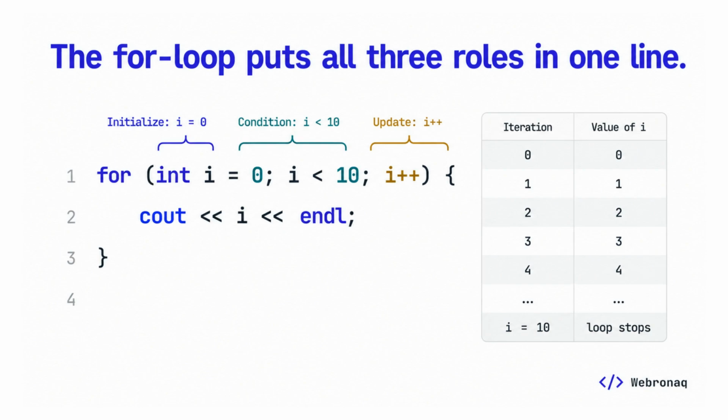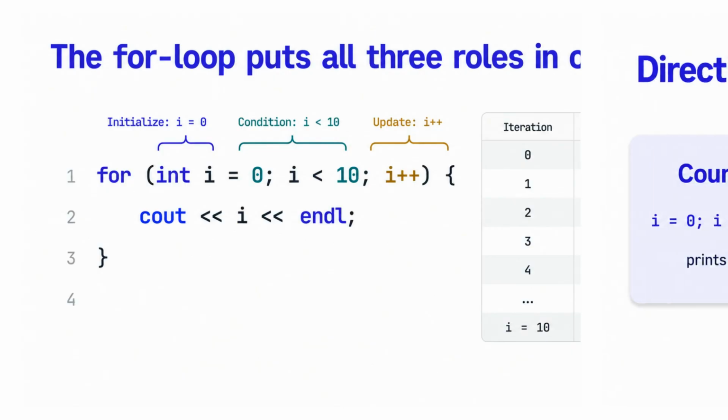So on iteration 0, i is 0, and the program prints 0. On iteration 1, i is 1, it prints 1, and so on. When i reaches 10, the condition i < 10 becomes false and the loop exits. Exactly 10 lines printed, 0 through 9. That precision is exactly why counters exist. Next, let's look at the patterns you will use most and the mistakes that trip people up.